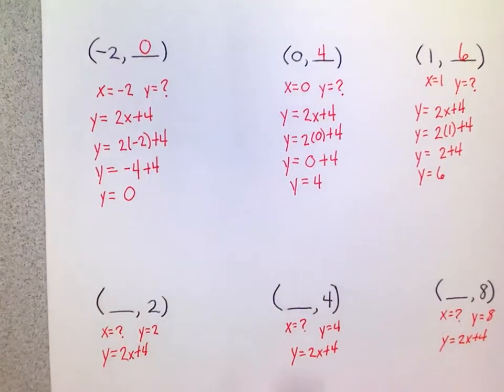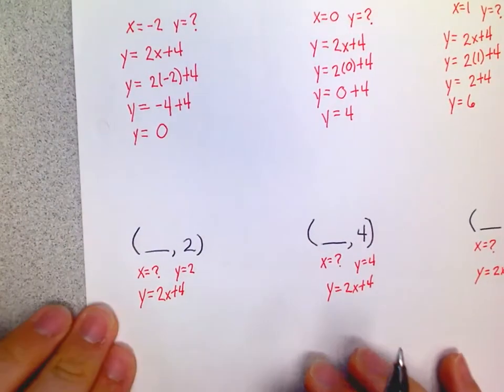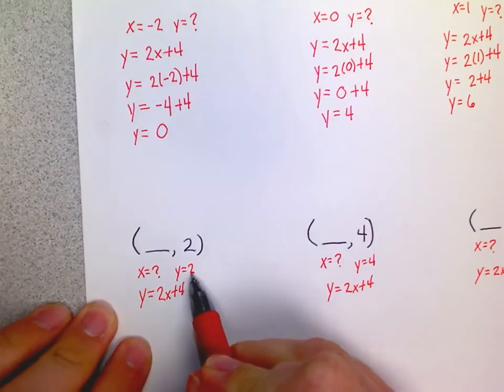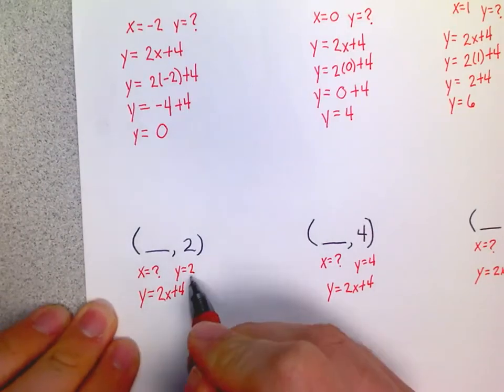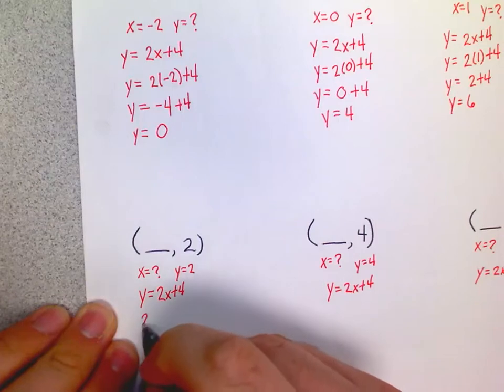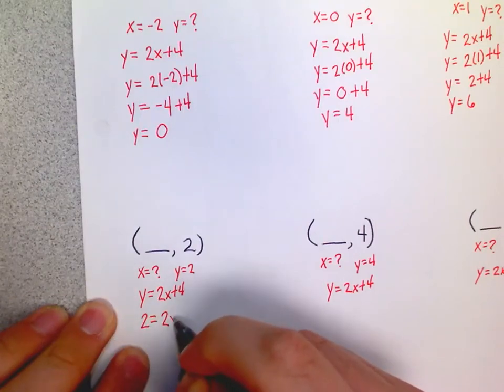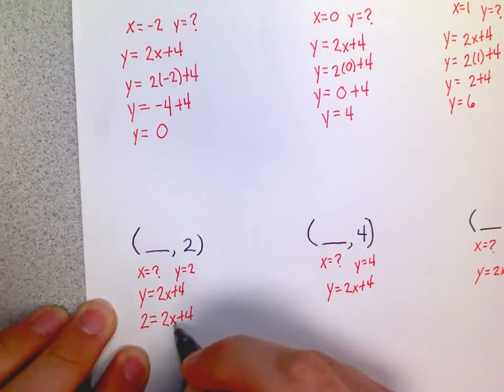Let's get started with this first one here. So we know that y is equal to 2, and we're solving for x, so let's plug in a 2 for y. And we're going to solve for x.